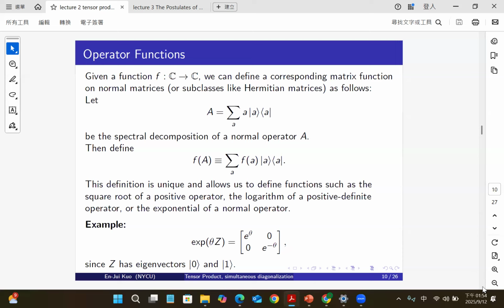Okay, so now we move to another small topic. This is called operator function. I think everyone knows about it. It's like I give you a matrix. If you have a function defined on the complex numbers, then in most cases you can define this function acting on the matrix.